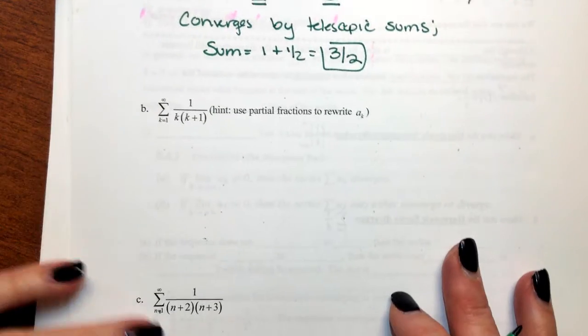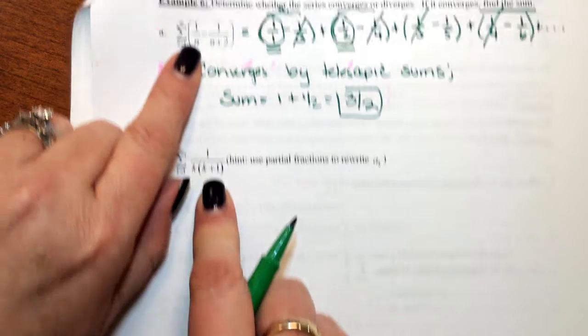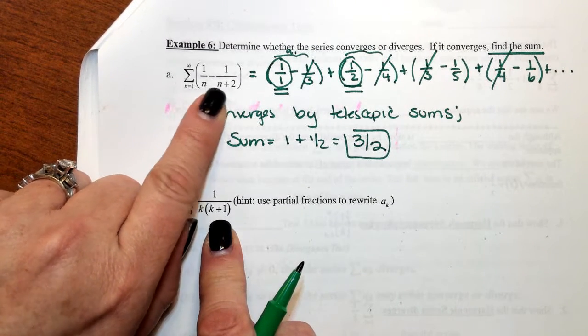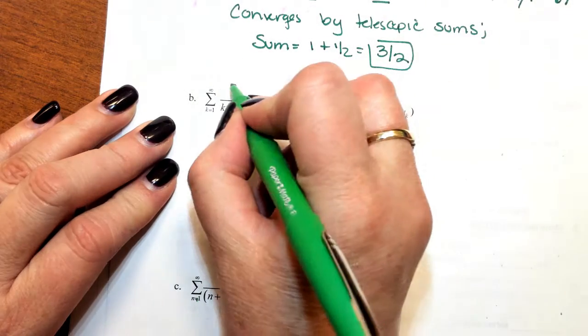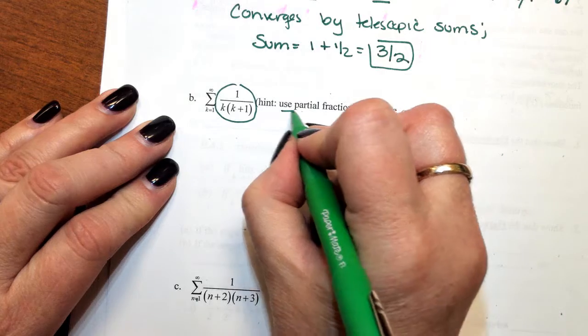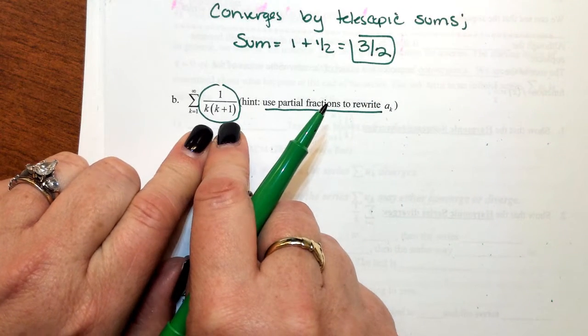So here's the next one. Now, for this one, in order to recognize it's telescopic, you've got to have it in the form of two fractions added or subtracted together. So when you see this one large fraction right here, you're going to want to use your partial fraction decomposition to write this larger fraction as a sum or a difference.